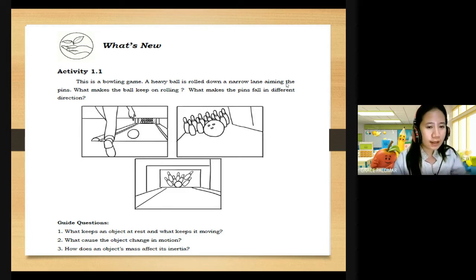Okay, so let us try to answer the following guide questions. Number one, what keeps an object at rest and what keeps it moving? I'll give you 10 seconds to answer.